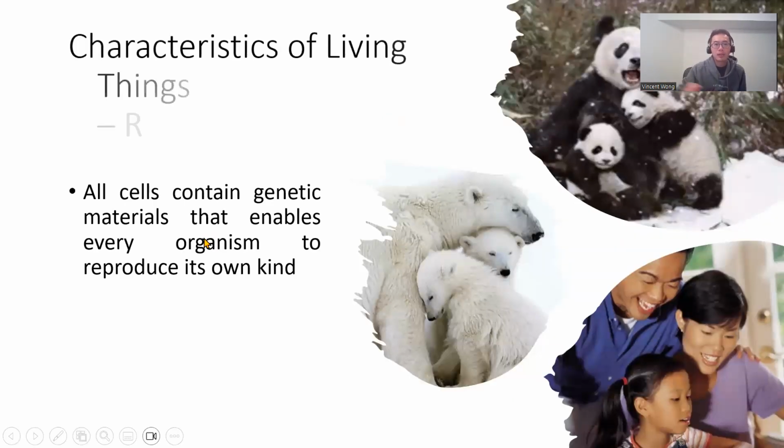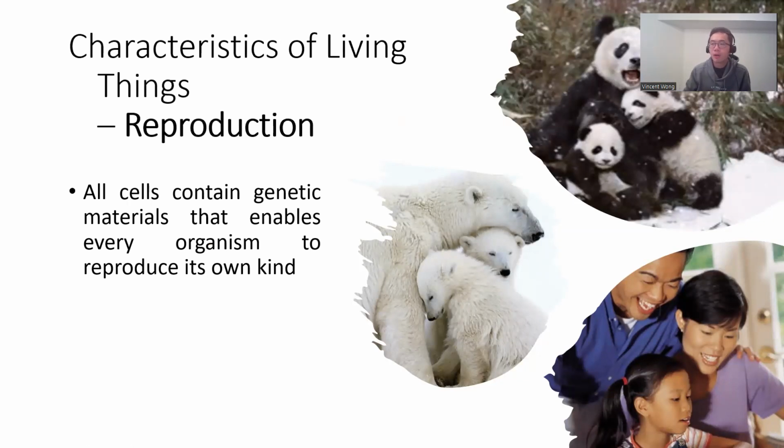Okay, next one. They are able to reproduce. Someone already mentioned this earlier. Organisms are able to reproduce their own kind. A panda is going to make panda babies, and so on and so forth. But sometimes two different species might mate, but then the end result is something that is sterile.